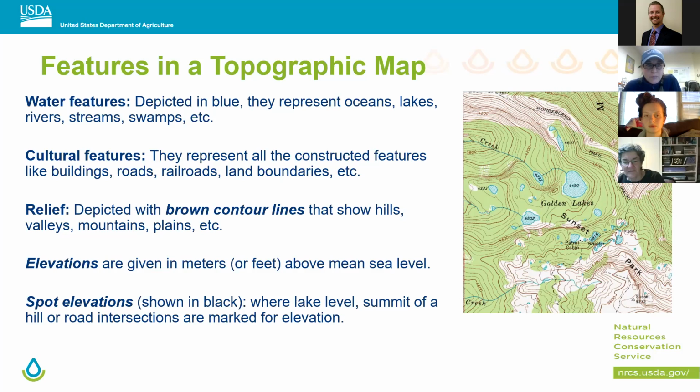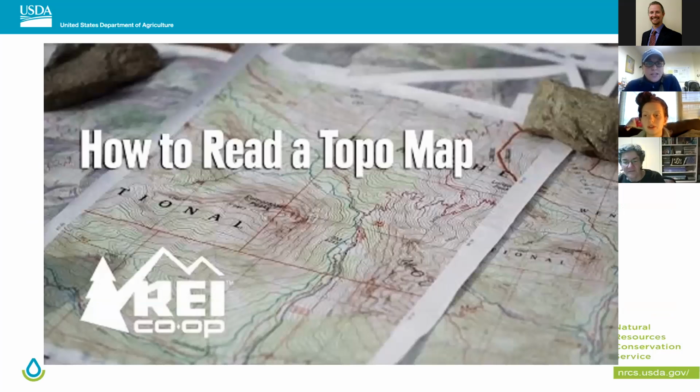Elevations are given in meters or feet. I'm assuming this is in feet, even though I don't have the legend. And it'll give you spot elevations as well, and those are shown in black. See that summit in the lower right-hand corner actually gives you that peak's elevation. So there's a lot of things on this map, and hopefully this video does better justice.